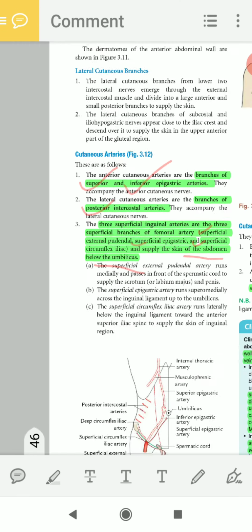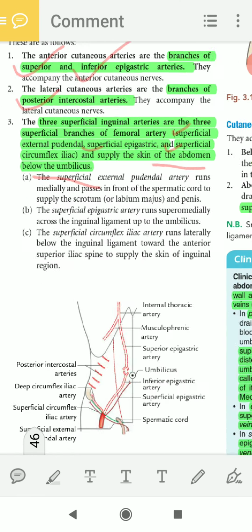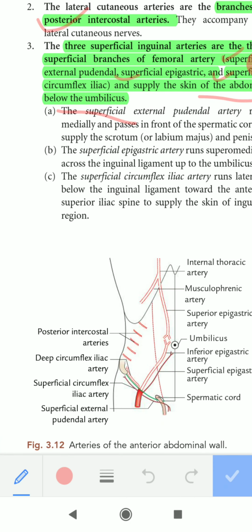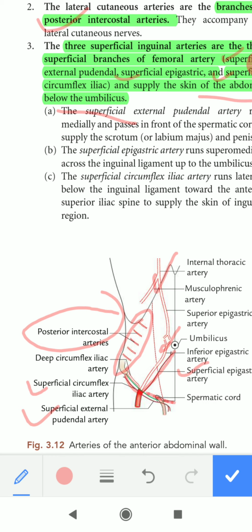So let's see this. Look at that. The anterior part of the abdomen is supplied by the superior epigastric artery and inferior epigastric artery. Laterally, it is supplied by the posterior intercostal artery, and below the umbilicus, it is supplied by 3 arteries: the superficial epigastric artery, the superficial circumflex iliac artery, and the last one, the superficial external pudendal artery. And look at that, all these 3 arteries come from the femoral artery.